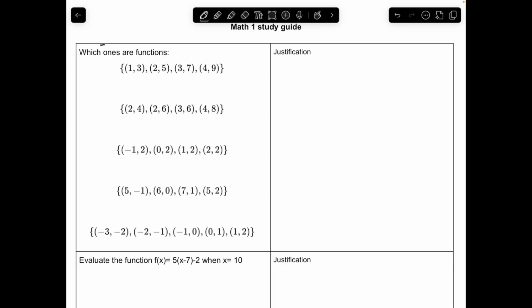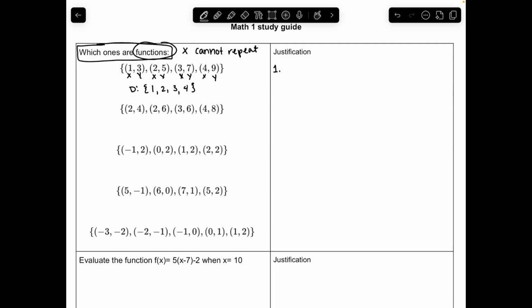And then check. So which ones are functions for number one? Which ones are functions? Remember, in order to be a function, x cannot repeat, right? Remember the buffet story? X cannot repeat, so let's label our set of points here. X, Y, X, Y, X, Y. Let's look at the domain. We have 1, 2, 3, and 4.